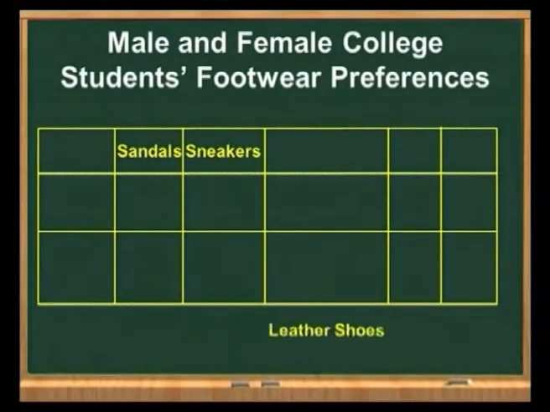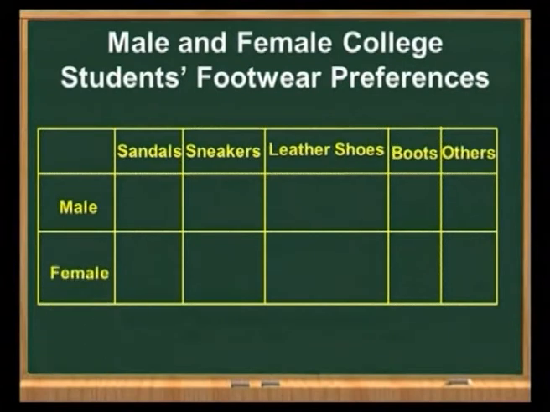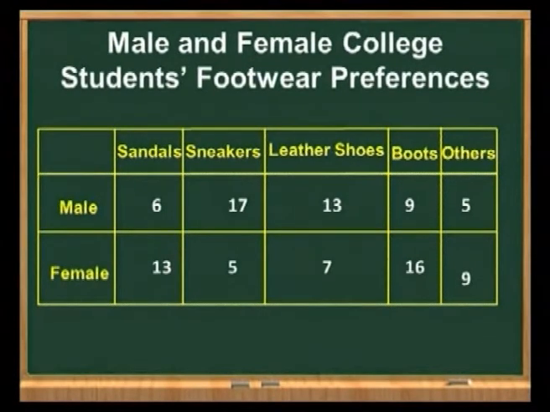Each cell reports essentially how many subjects or observations produced that combination of independent and dependent variable values. So, for example, the top left cell of the table answers the question, how many male graduates at University X prefer sandals? Answer, 6 out of the 50 sampled. Have a look at Table 1b, male and female college students' footwear preferences.